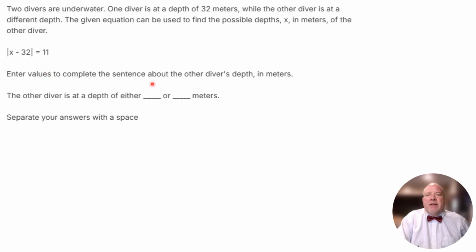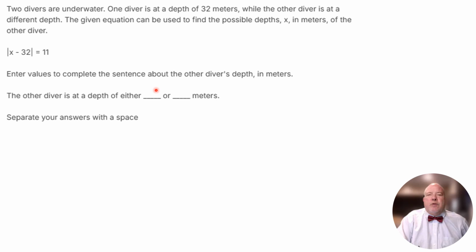Enter values to complete the sentence about the other diver's depth in meters. The other diver is at a depth of either blank or blank meters. All right, so we don't need to understand how they came up with this equation. One thing I will say that confuses students is it says enter values to complete the sentence. So when I read that, it makes me think, oh, I just need to substitute values into this until I find something that works. But really what you want to do is simply solve this equation.